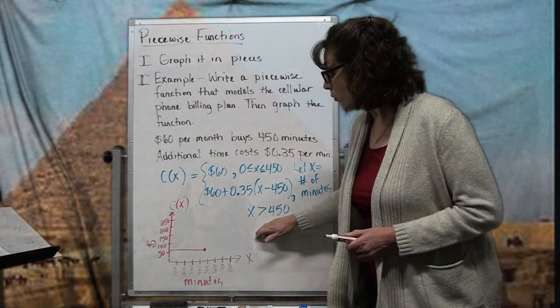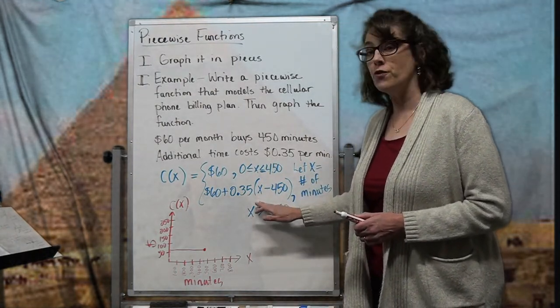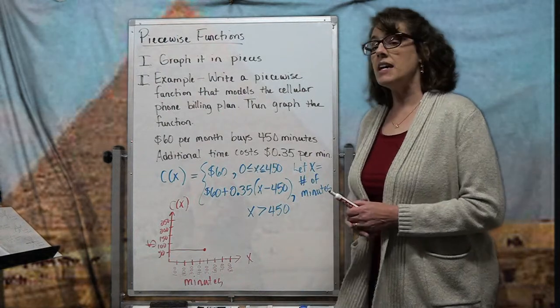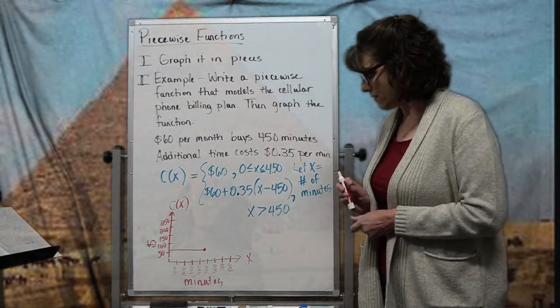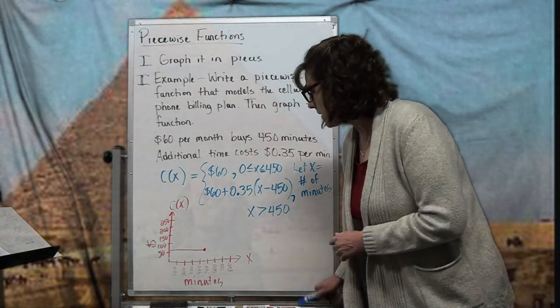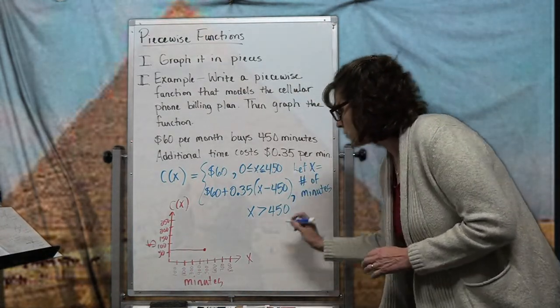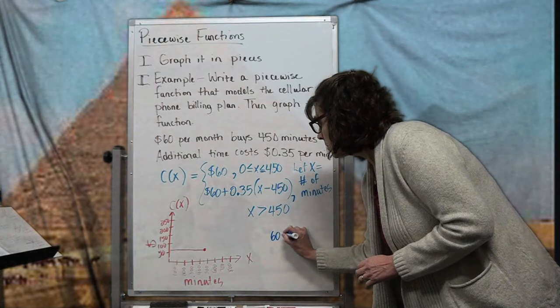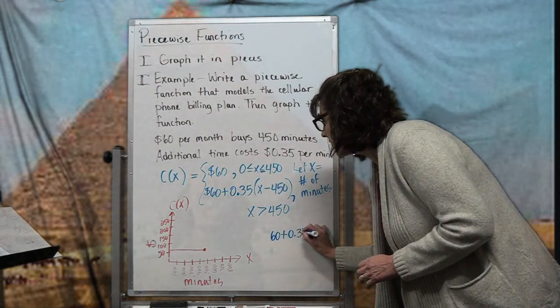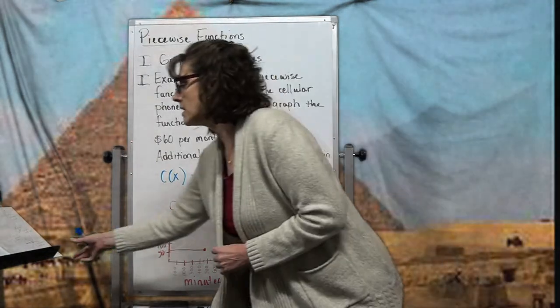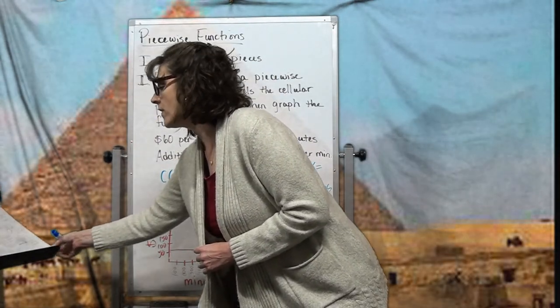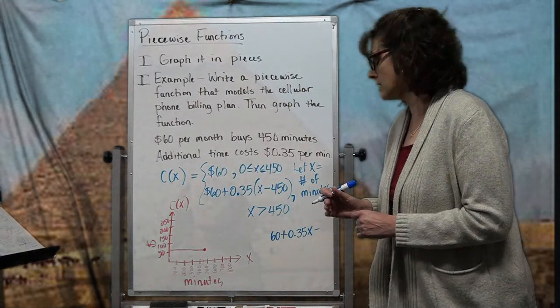Now, beyond 450, remember, I'm going to take on a new function, this one right here. The easiest way to do this, now notice, if I was to distribute that 0.35 through, take a look at what would happen. Distributing the 0.35 through, I would get 60 plus 0.35x minus, and then, let me see here, can't remember what 35 cents times 450 is.